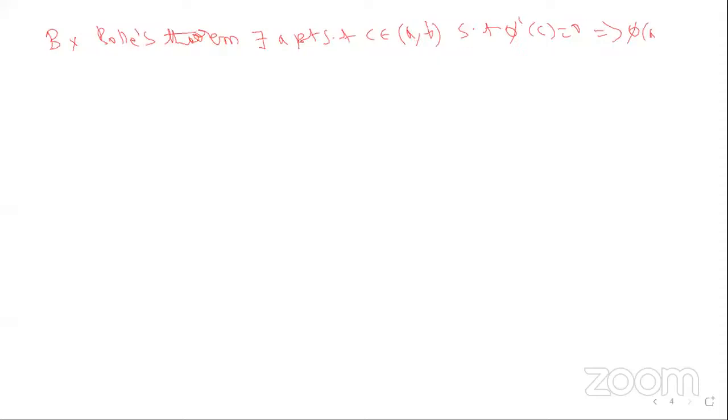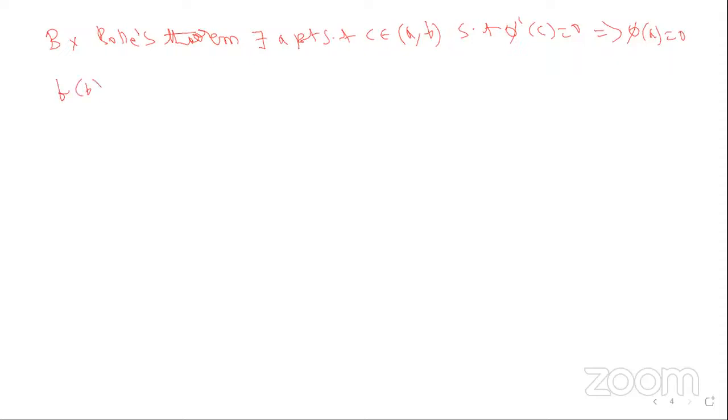By Rolle's theorem, there exists a point c belonging to (a, b) such that phi dash of c equal to 0. That implies phi of a equal to 0.